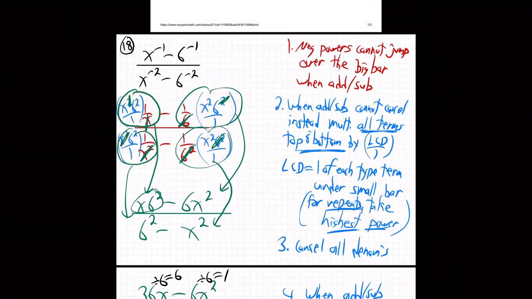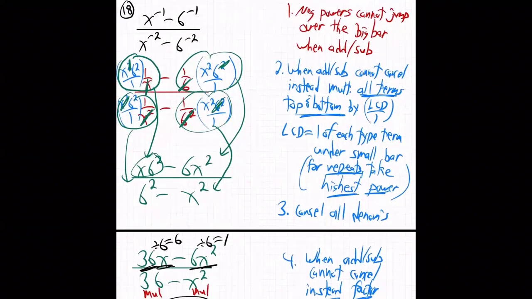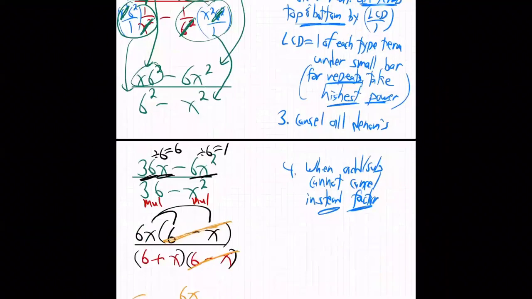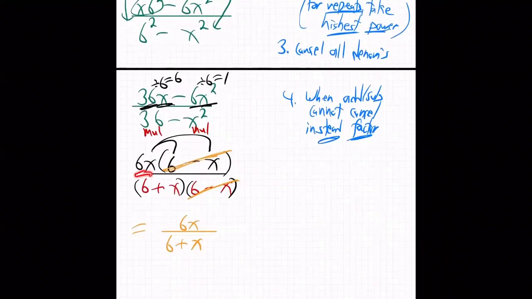So all 4, then we cancel. All denominators brought down. What was left over, cleaned it up. And then, again, we can't cancel here because of subtracting. So instead, we factor. We factor out a 6x. They have 6x in common. On the bottom, we do the multiply factor, and then we can cancel the 6 minus x's. And there we go. That's a tough one.